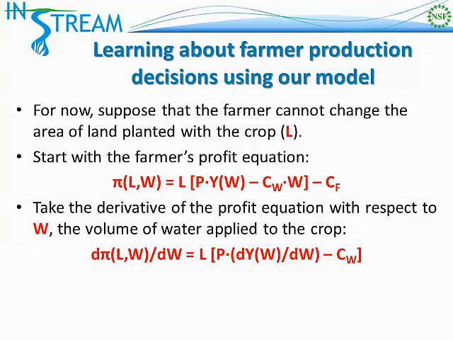Both the yield function and the cost expression are multiplied by L, the number of acres planted, and that carries over, again, due to the laws of calculus. So dπ/dW is going to be L times the quantity P times dy/dW minus C_W.